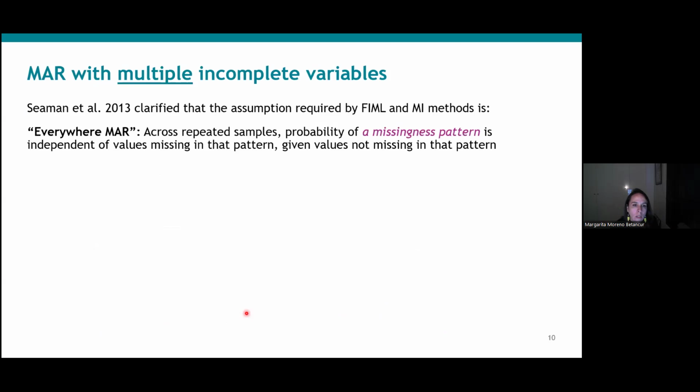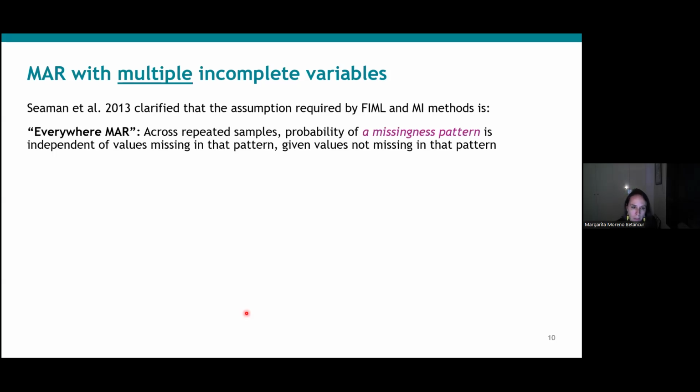So now let's go on to consider the setting with multiple incomplete variables. And a really nice paper by Shaun Seaman in 2013 clarified that the assumption that is needed by these full information maximum likelihood and MI methods is really what he terms everywhere MAR, which means that across repeated samples, the probability of a missingness pattern is independent of the values that are missing in that pattern, given values not missing in the pattern.